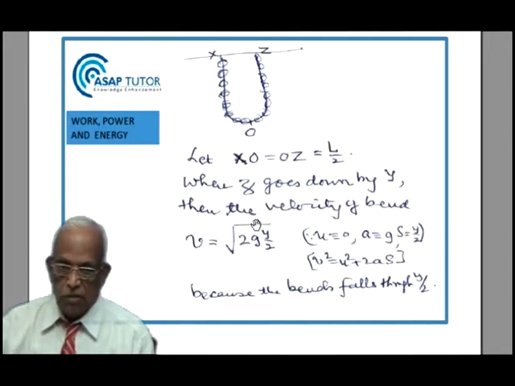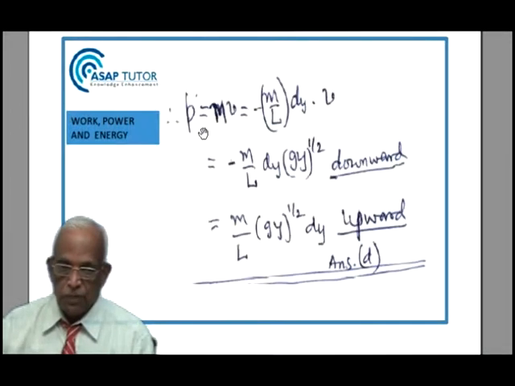When z goes down by y, the velocity of the bend is going to be v equal to the square root of 2g into y by 2. The reason being u is 0, acceleration is g, s is y by 2, and the formula v square equal to u square plus 2as is being used, because the bend falls through the distance of y by 2. Then p is nothing but mv.